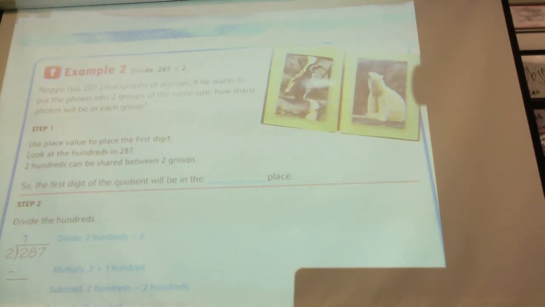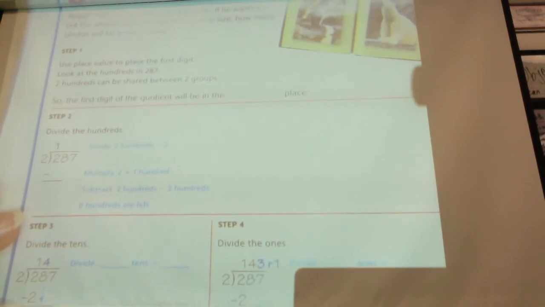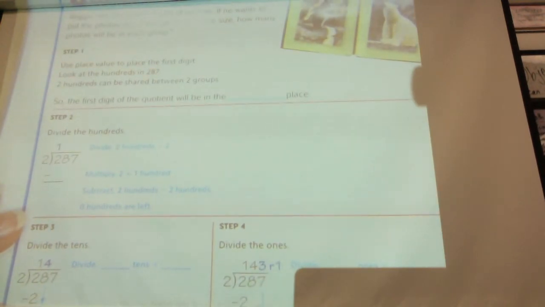All right, Reggie has 287 photographs of animals. If he wants to put the photos in 2 groups of the same size, how many photos will be in each group? Use place value. So we're going to do kind of what we just did on the other one, and we're going to go through it. So if we have 287 divided by 2, think about what that looks like in base 10 blocks. Visualize it in your head.